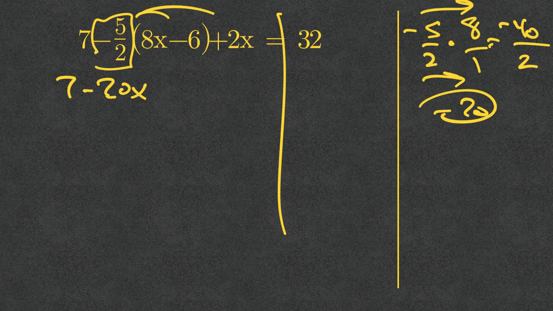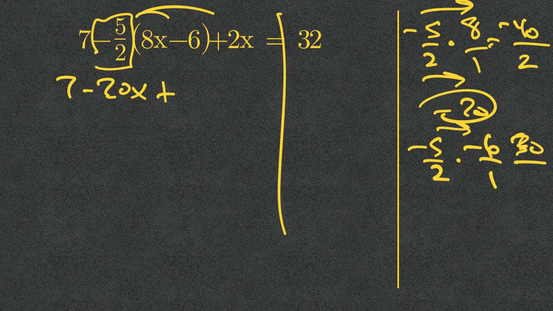We also have negative 5 halves times negative 6. So negative 5 over 2 times negative 6 over 1. Negative times a negative is a positive. So we are definitely getting a plus sign here. Across the top is 30. And 2 times 1 is 2. What's 30 divided by 2?